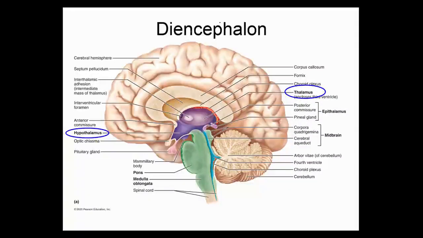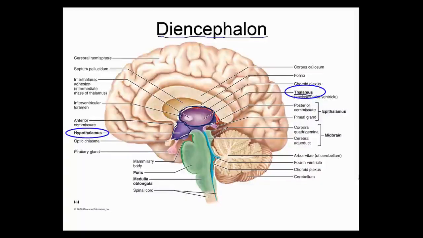Moving on now to the diencephalon. Let's actually just point this out here. The diencephalon is made up of two main components. I just want you to know the thalamus, which is this egg-like structure in the central portion here. And there's also the hypothalamus, which is this component just underneath the thalamus. The thalamus and the hypothalamus make up the diencephalon.